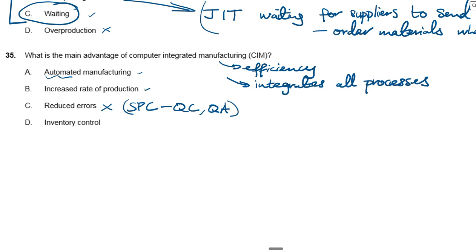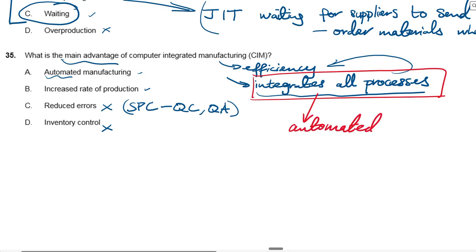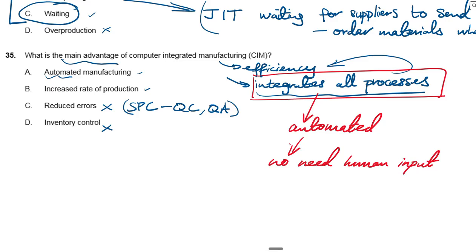Then inventory control, yes, that is part of it, but that's not the overarching main advantage, right? That's a sub advantage that comes from this integration of all processes. And this efficiency also stems from the integration of all processes. So the main advantage is really our integration of all processes and automation. Automated. You don't need a human, no need for human input, right? It just uses data, historical data, and uses the software that is used to integrate the processes.